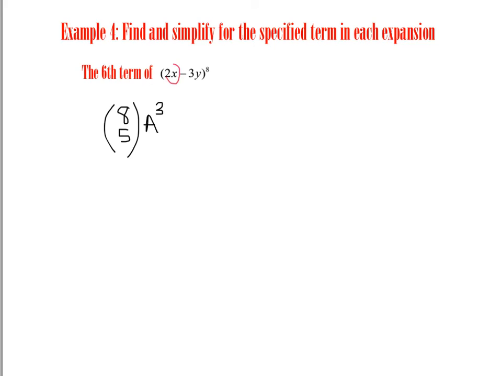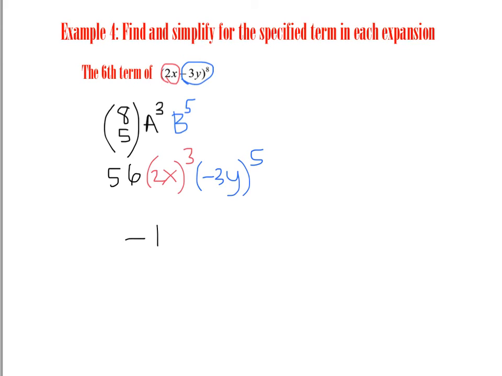Again, our a here is actually this 2x. Our b is the negative 3y. B then, starting counting at 0, will be raised to the 5th power. As you notice, this bottom number here and this b always match because they both start counting with 0. So now 8 choose 5 is 56. A was 2x. We'll cube that. B was negative 3y. We'll raise that to the 5th. And then we'll be able to quickly find the 6th term.